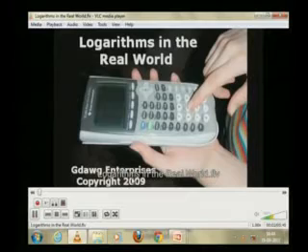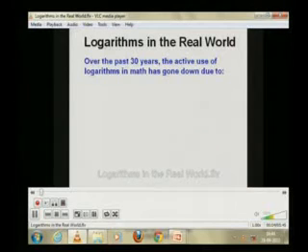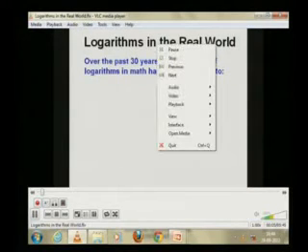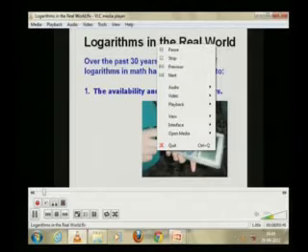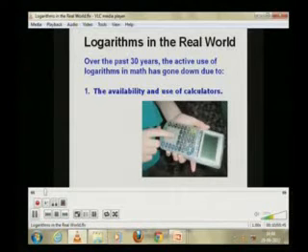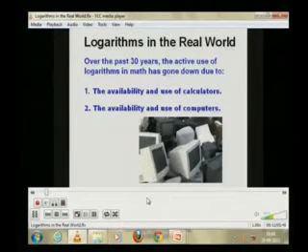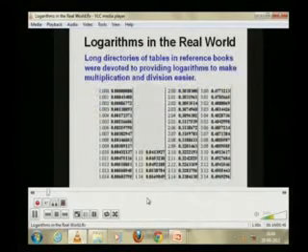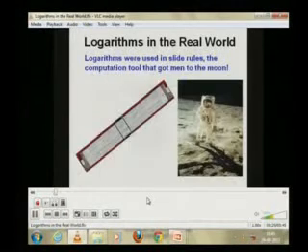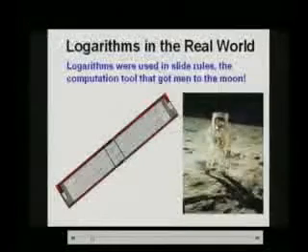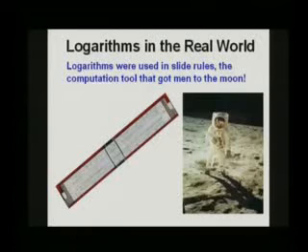Logarithms in the real world. Over the past 30 years, the active use of logarithms in math has gone down due to the availability and use of calculators, and secondly, the availability and use of computers. It used to be in textbooks and scientific journals, long directories of tables in these reference books were devoted to providing logarithms to make multiplication and division a lot easier. Logarithms were used in slide rules, the computations tool that got men to the moon.